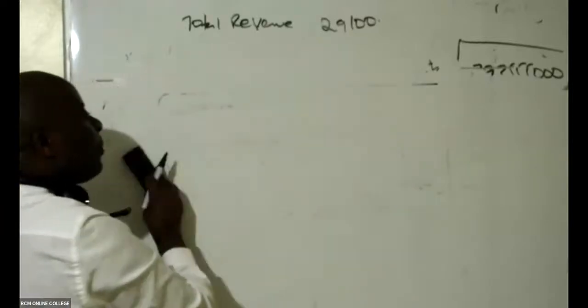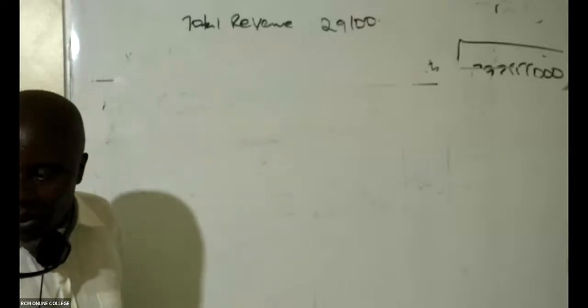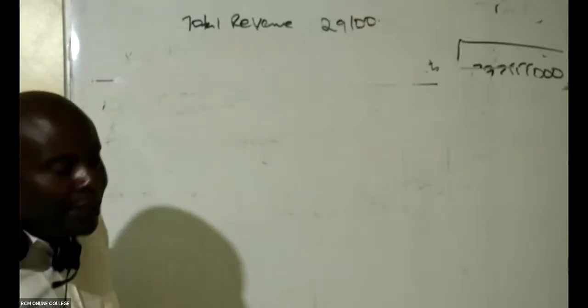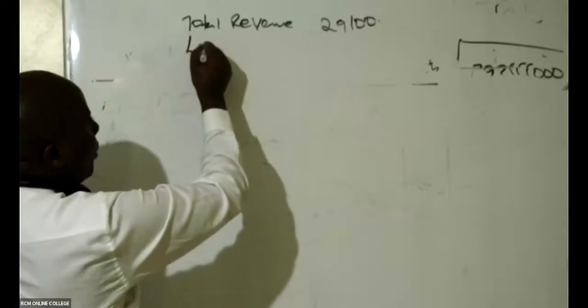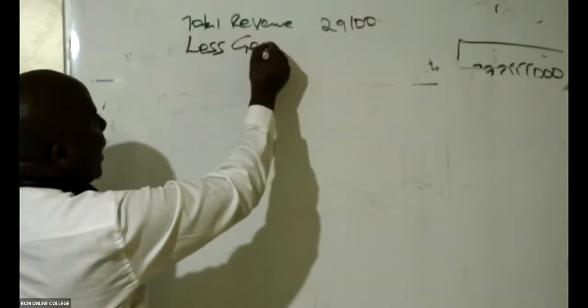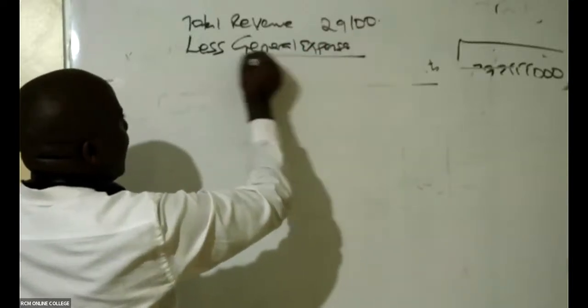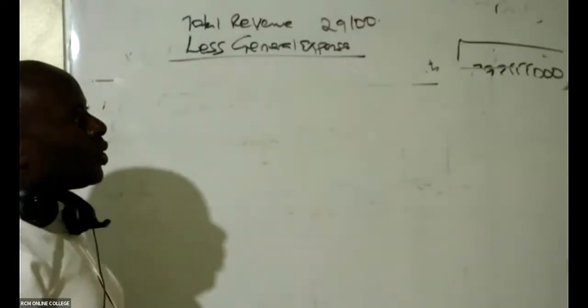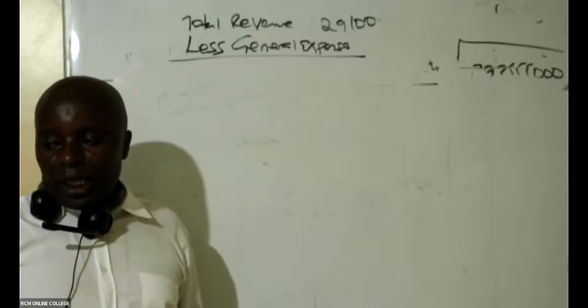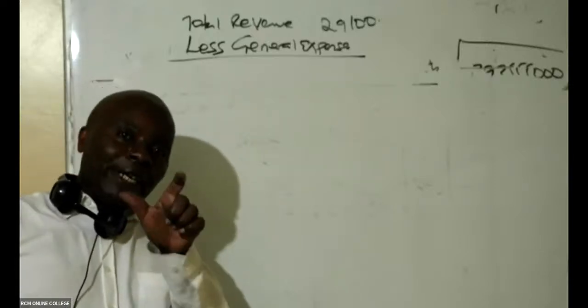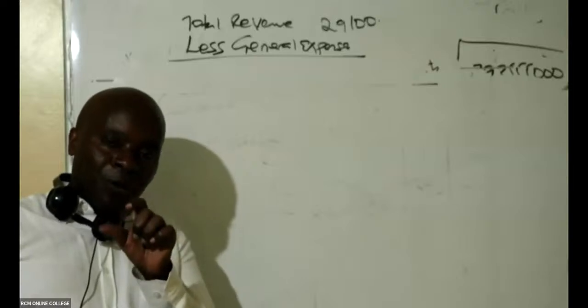And then now, which expenses are we going to subtract? So we'll come and less the general expenses, the ones that are overheads, the ones that are common to both.